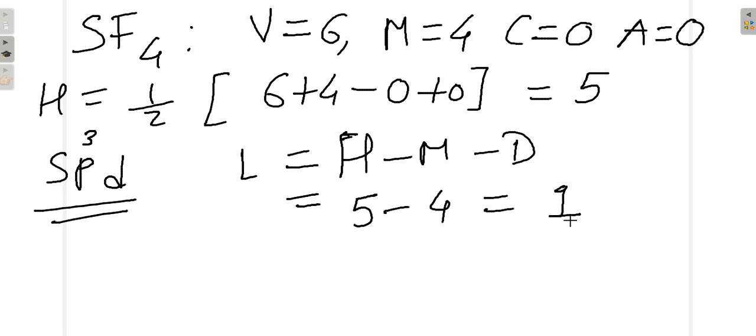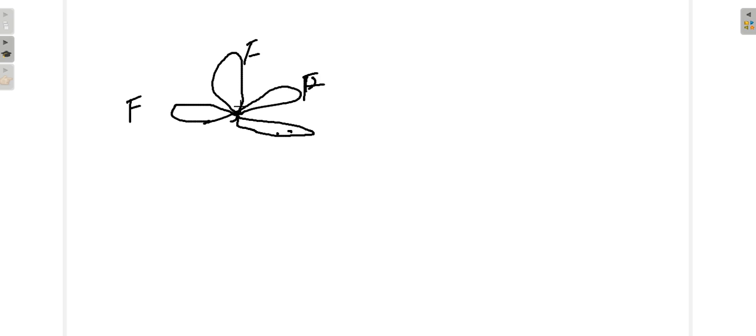Now as I had discussed, you can go to the previous page and see that sp3d is trigonal bipyramidal, but the 1 lone pair will always remain on the triangle. So what we will have is this. In this case, there will be 1 fluorine atom here, 1 fluorine atom here, and 1 lone pair over here. This will be F, this will be F. 1 fluorine will be above and 1 fluorine will be below, and this will form the triangle.